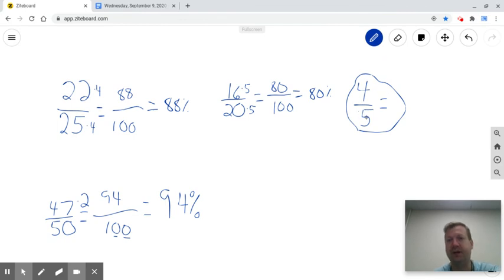Your problem of the day is to solve 4/5. Change it to a percent for me.